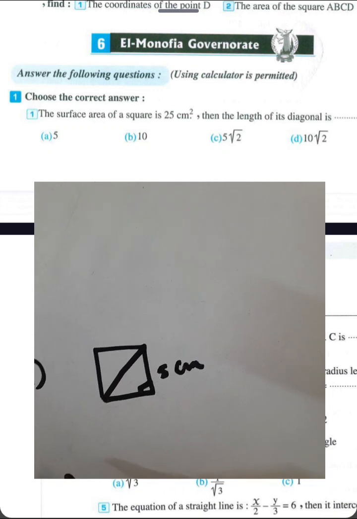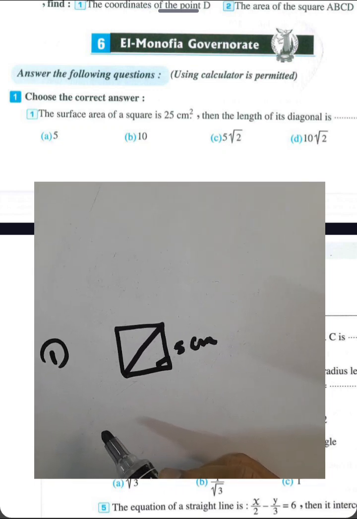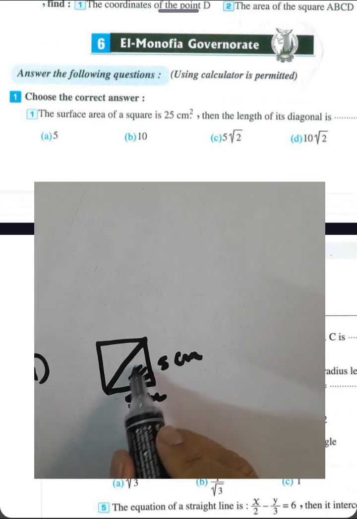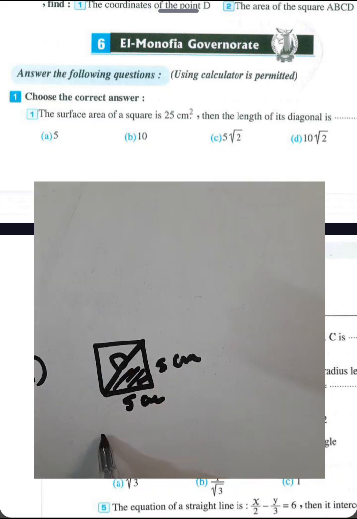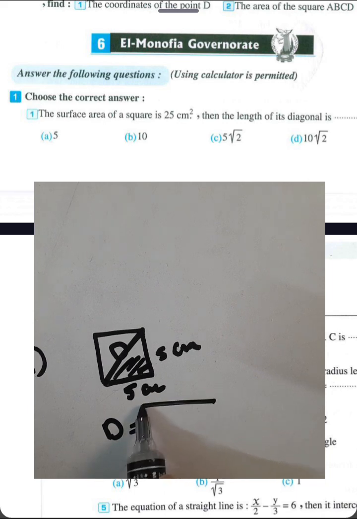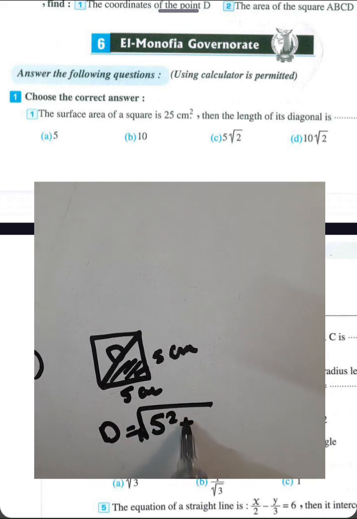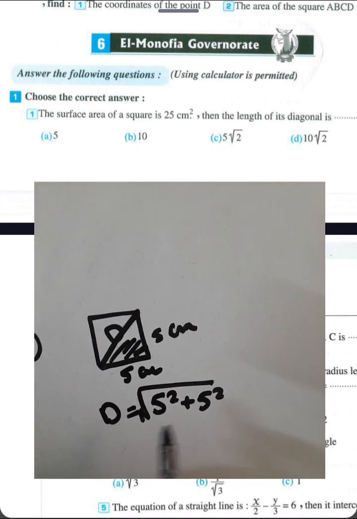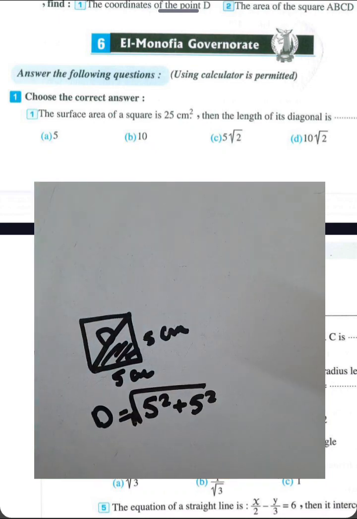side times side. 5 times 5 equals 25. Then we have here 5 centimeters. In this right angle triangle, we can find the length of the diagonal by the square root of 5 power 2 plus 5 power 2. From Pythagoras, d power 2 equals 5 power 2 plus 5 power 2.